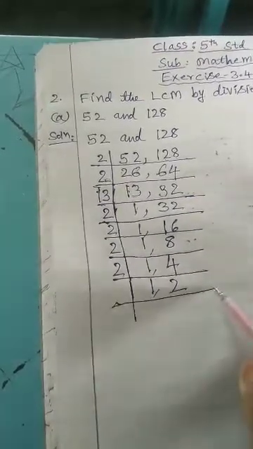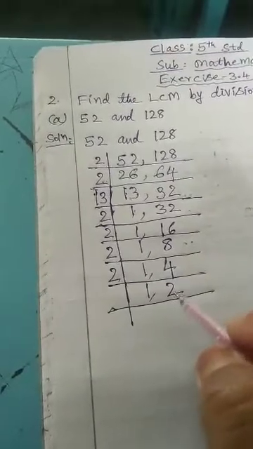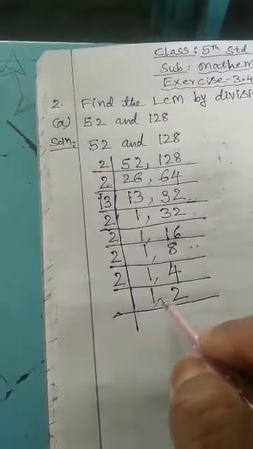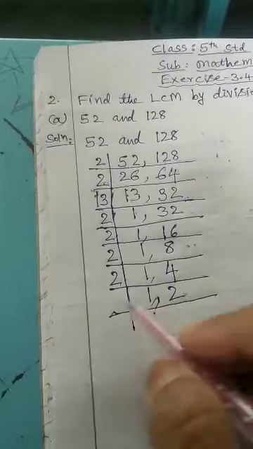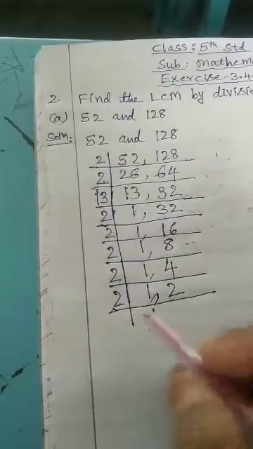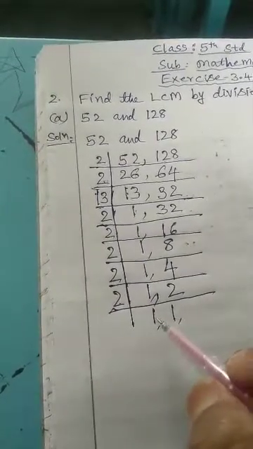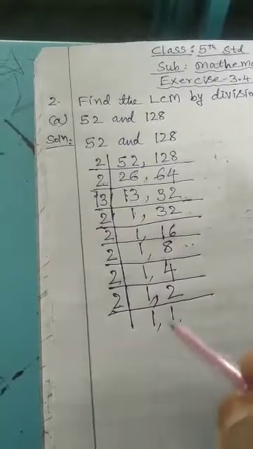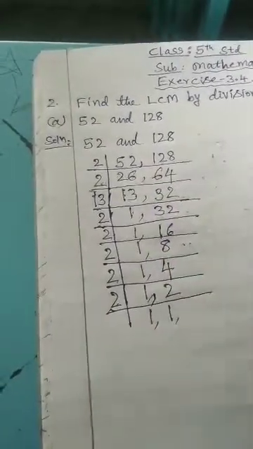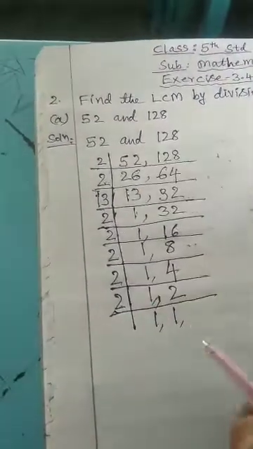Again draw a line like this. The last number is 1. This 1 will be as it is. This 2 can be divided by 2. 2 1s are 2. So until you get 1 and 1 here, you should go on dividing. So this is called the division method.